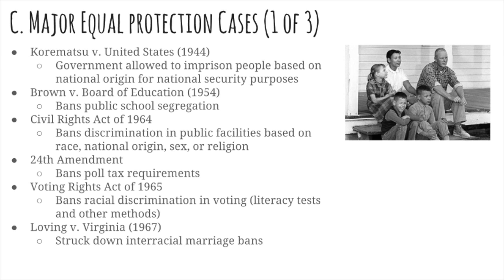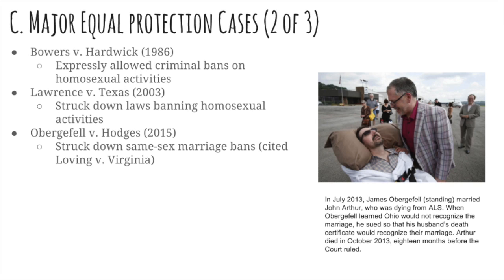And Loving v. Virginia in 1967 struck down interracial marriage bans. Bowers v. Hardwick criminalized homosexual activity. Lawrence v. Texas overturned that, very much like Brown overturned Plessy. Lawrence v. Texas overturned Bowers v. Hardwick and basically said that laws that discriminate against homosexual practices are unconstitutional. And Obergefell v. Hodges in 2015 legalized gay marriage.